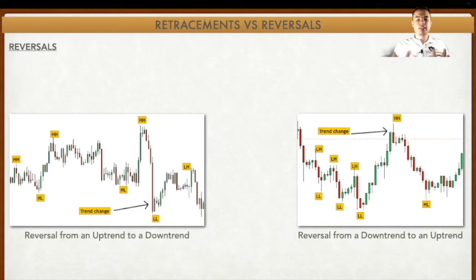Here is a practical example from an uptrend to a downtrend. As you can see, you have higher highs and higher lows, and then a lower low pushed below that latest higher low, and then it retraced up to form a lower high, and then you can see price continued further. Same with the downtrend to an uptrend.